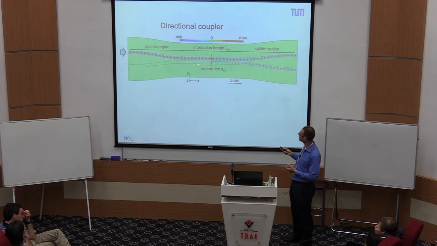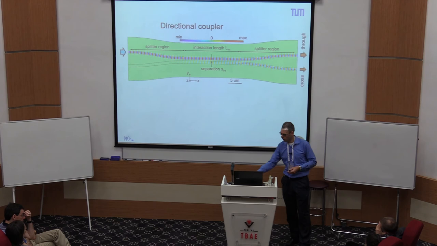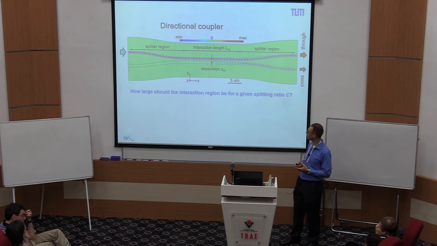And when we taper the two regions away from each other again, we still have a certain amount of light in this waveguide here that goes through. But also we have a certain amount of light that crosses over. And that would be exactly the reflection and transmission of these little beam splitter cubes. So the big question is now, if we want to have, say, a 50-50 beam splitter, what kind of interaction length should we then choose for that given splitting ratio?